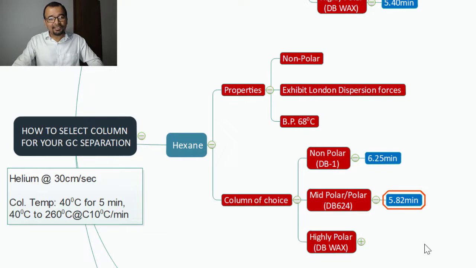Now the third one is the highly polar stationary phase like PG or the DB-wax. So you can easily understand that, with a non-polar compound and a polar column, they will not have much interaction. They will not have much interaction because the DB-wax columns govern the retention with the help of the formation of hydrogen bonding.